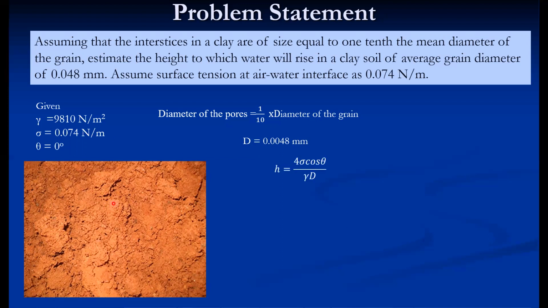again, this expression is used for rise or flow against the action of gravity, 4 sigma cos theta upon gamma d, which gives a value of 6.286 meters. So there is almost a displacement of 6 meters from the origin.